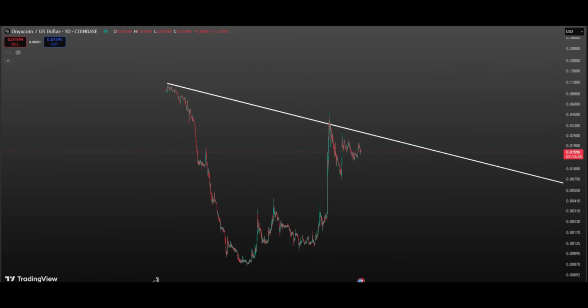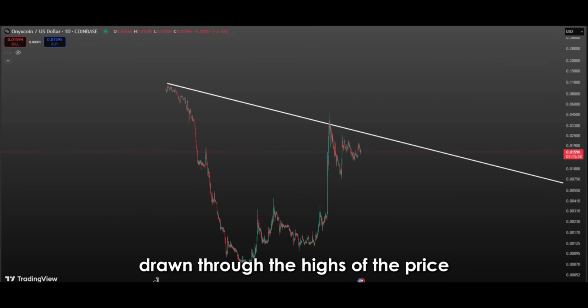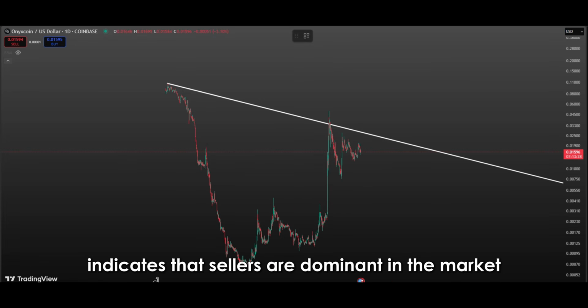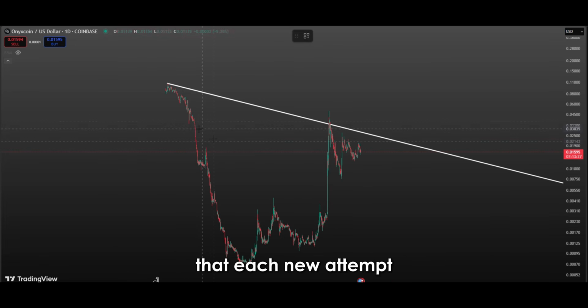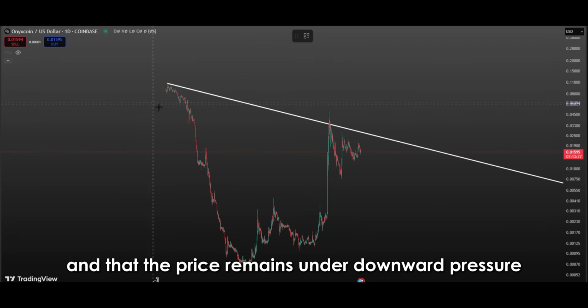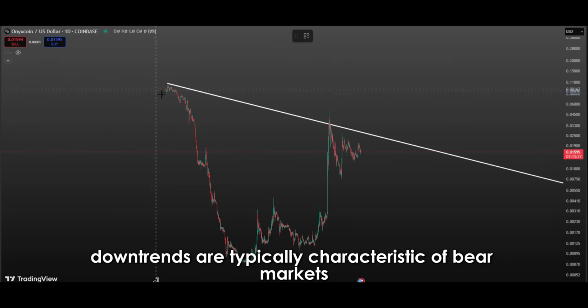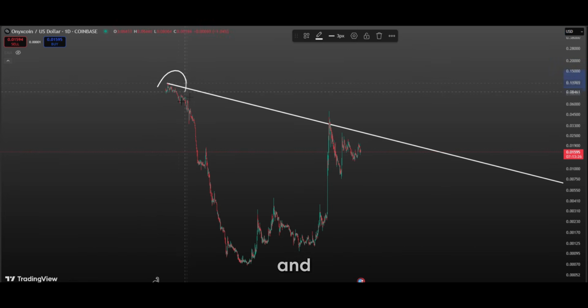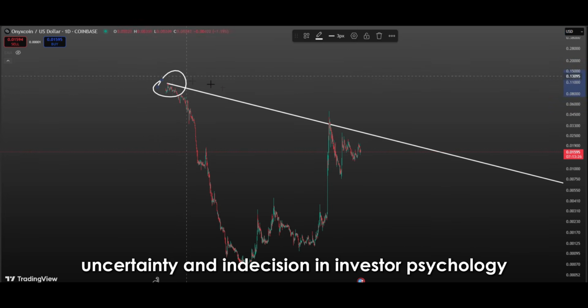This trend line, represented by a curve drawn through the highs of the price, indicates that sellers are dominant in the market, that each new attempt at a rally is weaker than the last, and that the price remains under downward pressure. Downtrends are typically characteristic of bear markets and reflect elements of fear, uncertainty, and indecision in investor psychology.